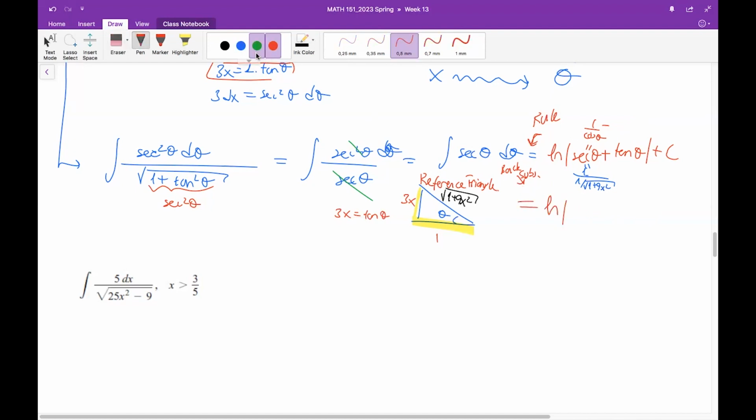So it goes like ln. So 1 over, this thing is the reverse of it, of course. The square root of 1 plus 9x squared plus tangent theta, 3x over 1. So you see, we turn back to our original variable x. How did we do that? We cannot do that without drawing this reference triangle. You have to draw it. So back substitution is done by looking at this reference triangle, okay?